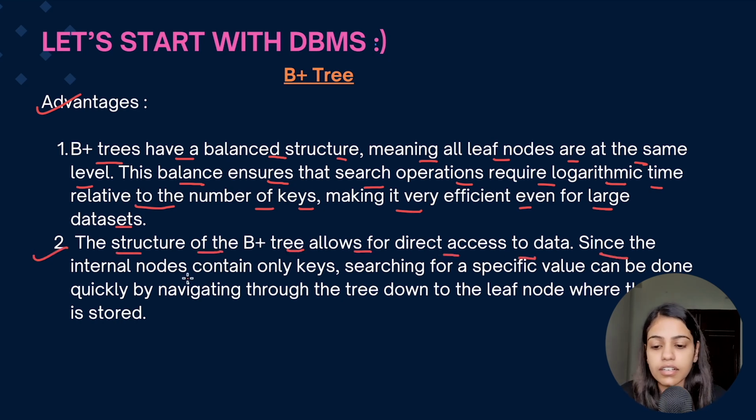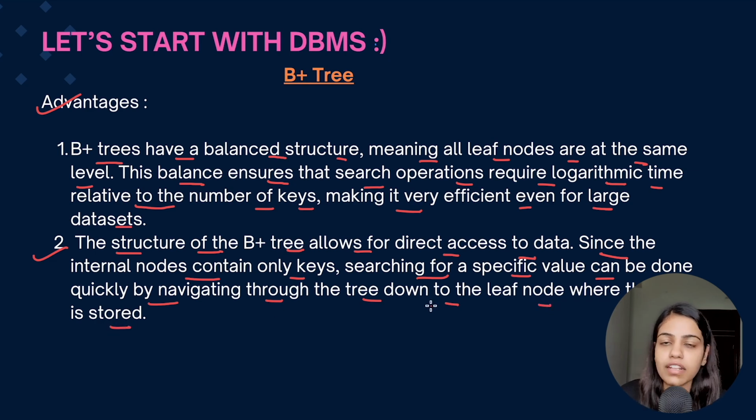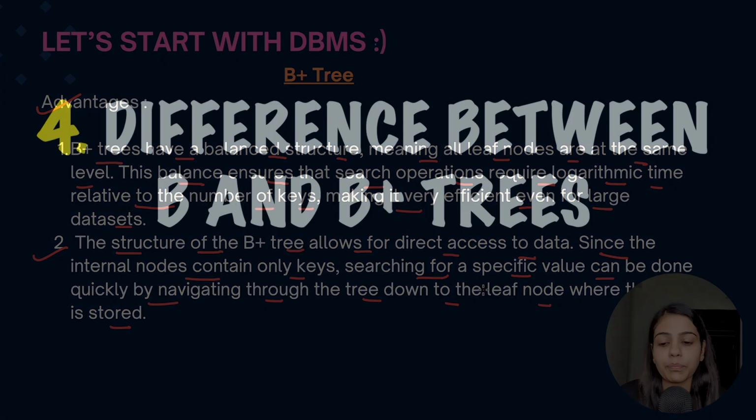Now coming to the second point, the structure of B plus trees allows for direct access to the data. Since the internal nodes contain only the keys, searching for a specific value can be done quickly by navigating through the tree down to the leaf node where the data is stored. In the leaf node, since the data is stored and the internal nodes only have the keys, the leaf node has the key as well as the data pointer, and it also has a block pointer which points to the next leaf node. So it helps us get the data very fast, and the traversal is also very easy.